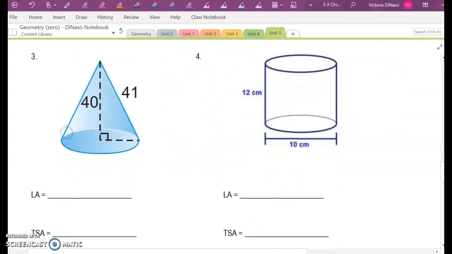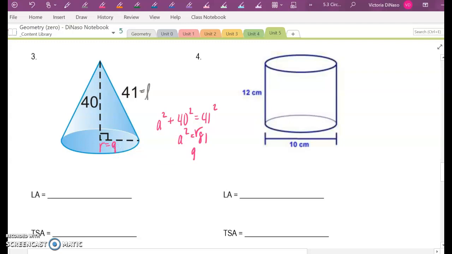For number 3, what we're given is the altitude, which is 40, and then we're given 41, which is the slant height, and that's the grand number that we need. Now, the problem is that we're missing the radius. So we're going to have to find the radius by doing a squared plus 40 squared equals 41 squared. Or maybe you know your triples, and for a squared, you're taking the square root of 81, and you're going to get 9. So my radius is 9.